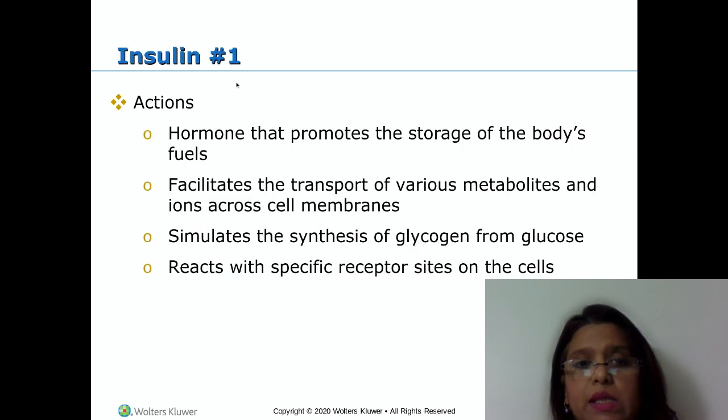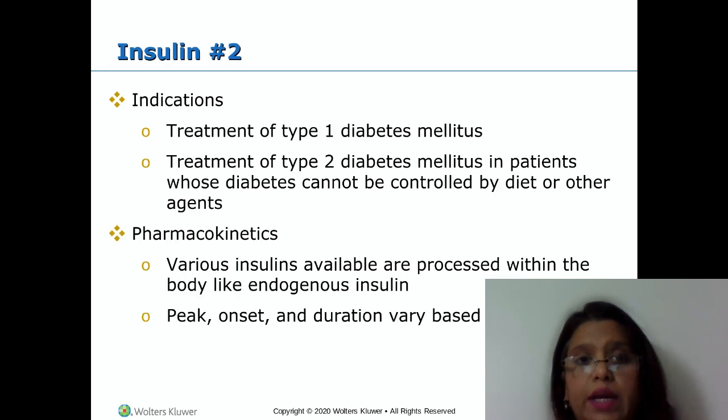Okay, actions of insulin. Insulin, what does it do? It's a hormone that is produced by where? Pancreas, the beta cells of the pancreas. It will cause the blood sugar levels to go down, right? Insulin indications. When do we give insulin to our patients? It comes in a medication form, right? We give it when a patient has type 1 diabetes, or type 2 diabetes which cannot be controlled by diet or other agents.